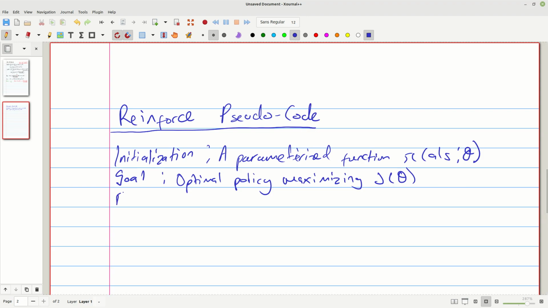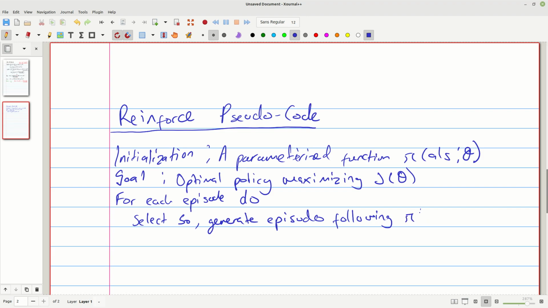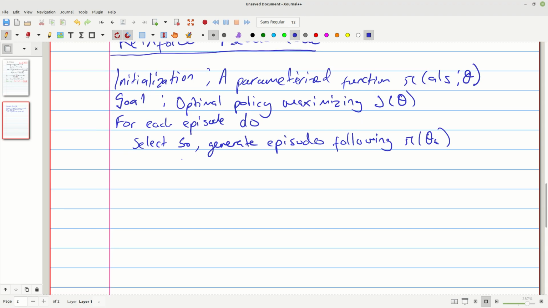Everything else is pretty standard. For each episode, do the following, and then we select S0, our initial state, and we generate an episode following pi, which is parameterized by theta t. So we select an initial state S0, then we generate an episode from S0. We start from S0, take action A0, we get a reward R1, and so on until we reach state ST-1, where we take action AT-1, and we get our final reward RT.